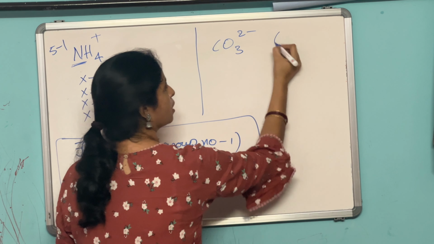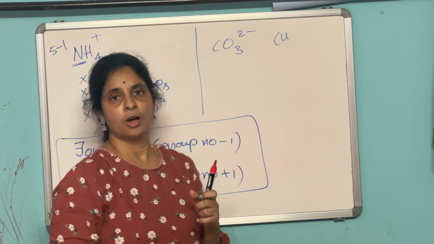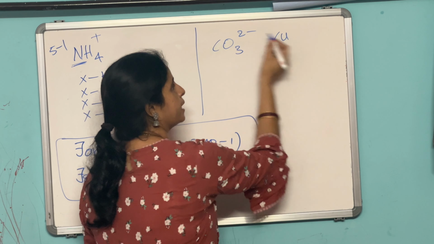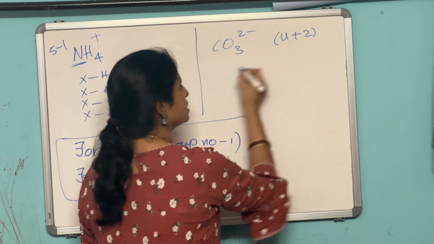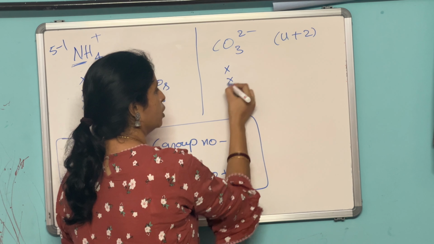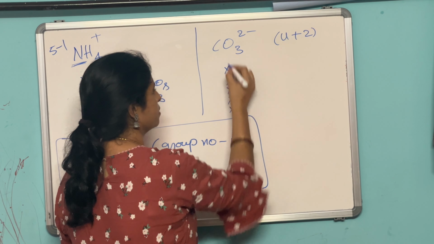So 4 plus, here anion, here 2 minus means 4 plus 2. So 6 cross marks you place. 1, 2, 3, 4, 5, 6.